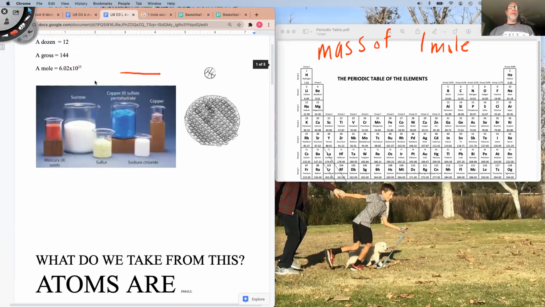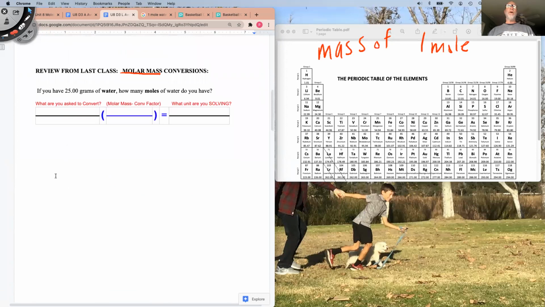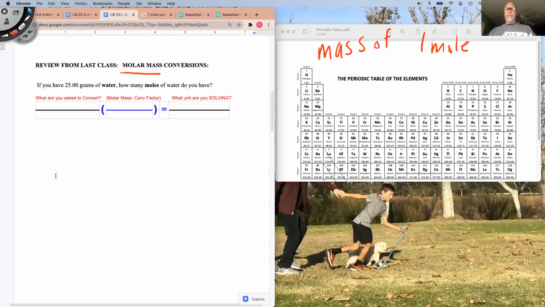For example, we talked earlier, this sodium chloride weighed, we said, 58. That would be its molar mass. That's the mass of 1 mole of sodium chloride, okay? So what we want to do is just review how we solve for conversions with molar mass.